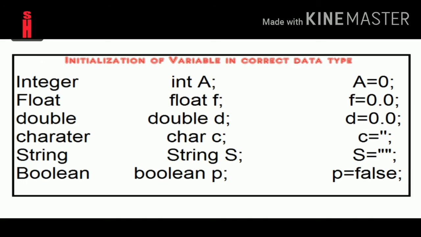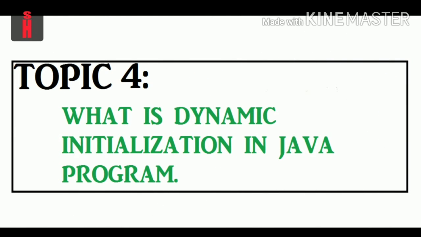So p is equal to false, because in the last video we learned that boolean has only two values, or we can say two default, inbuilt values, that is true or false. So it works on a correct or wrong condition. If the condition is false, it provides the result false, and if the condition is true, then it provides the result true. So that is the end of initialization of variables in the correct data type with the help of static initialization.